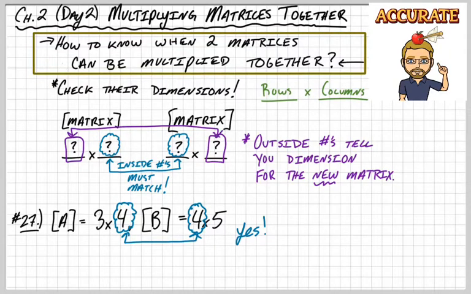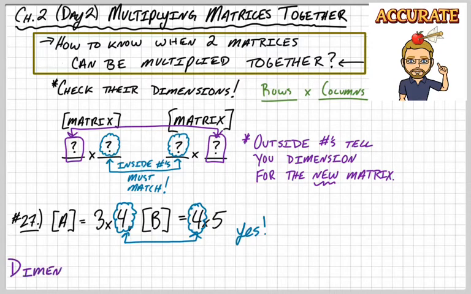So that's our first indicator when we're trying to multiply two matrices together, which in this case, we're not actually going to multiply anything. We just want to know if it would be okay. And since it is okay in this case, how big would the resulting matrix be? What would the dimensions be for that matrix?